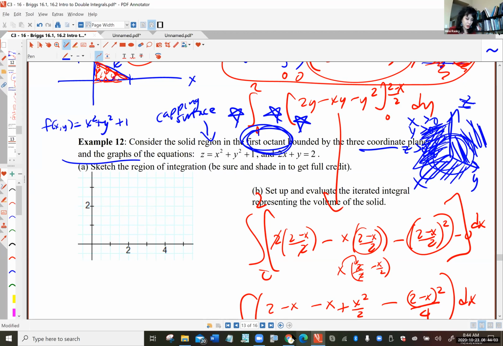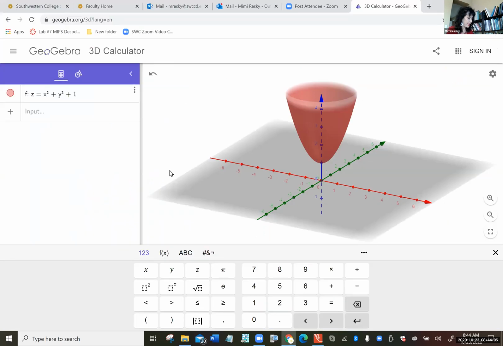So back to the GeoGebra picture. Now, what about that plane? The plane, which has the equation 2x plus y equals 2, do you notice it's parallel to the z-axis? Can everybody see that? So it's not the capping surface. That bluish greenish plane there is going to be one of the sides of your solid.